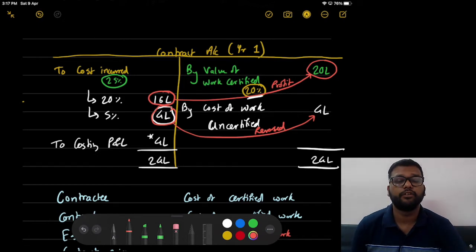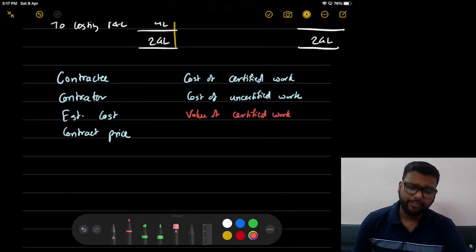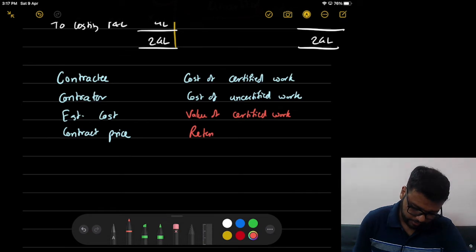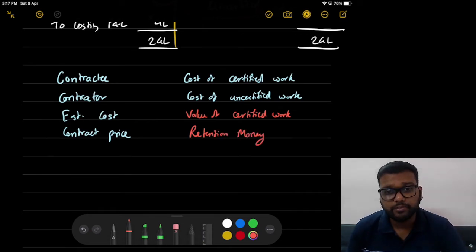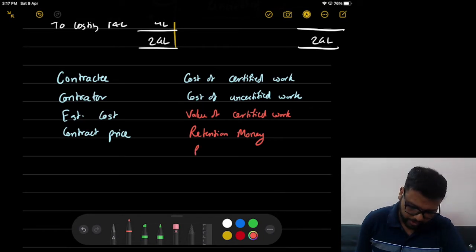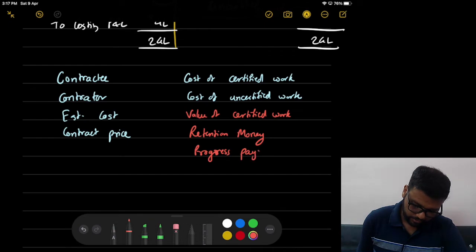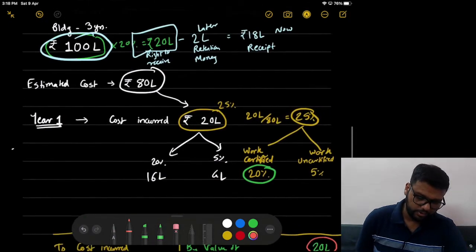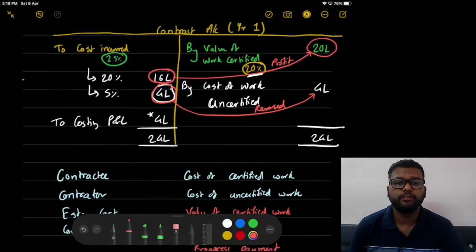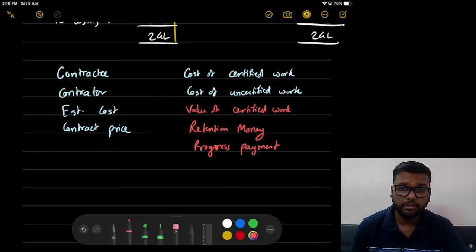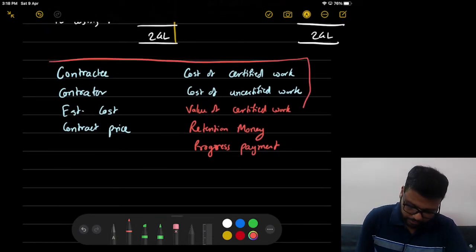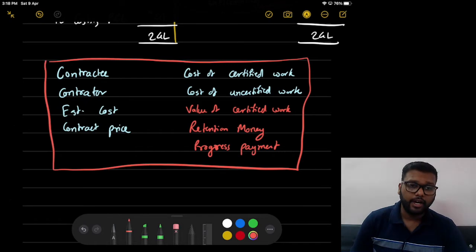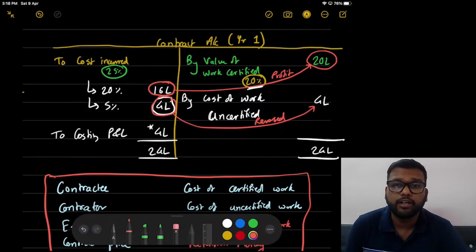Yes, sir. And we have seen one more term called retention money. We have also seen one more term called progress payment. Progress payment means how much did we receive right now? 18 lakhs. That was the progress payment. Fine. So if you understand these terms carefully, and if you understand this structure of contract account, then that's it.